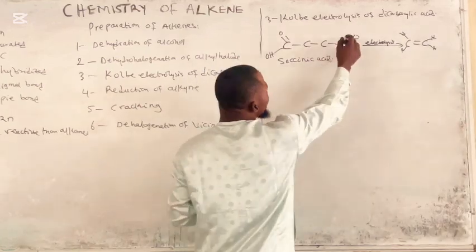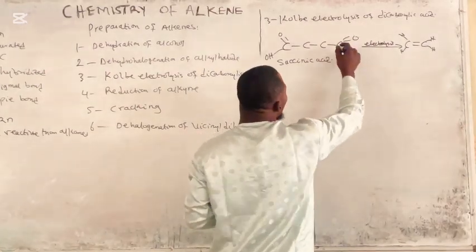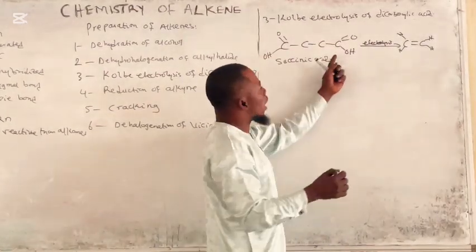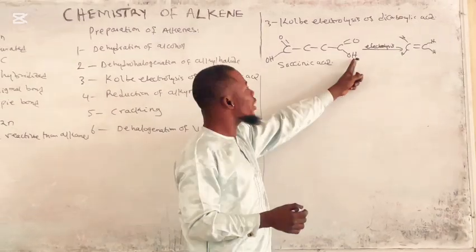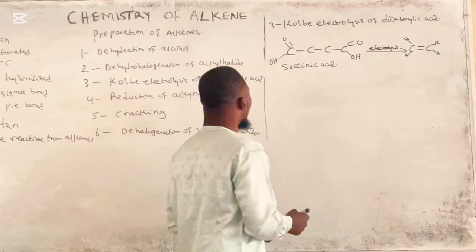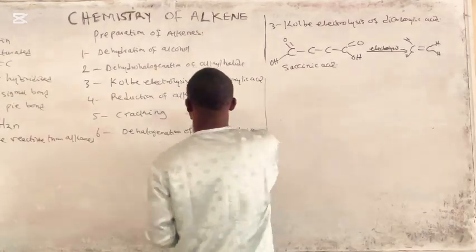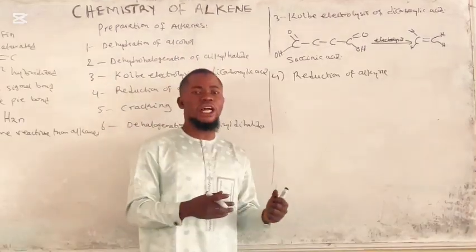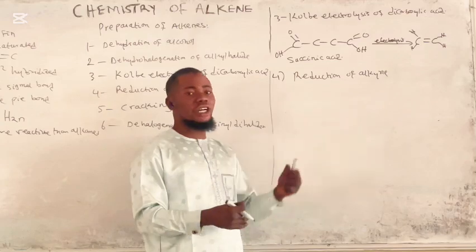Now, this functional group here, they will be the ones that form the carbon dioxide. Other hydrogen that remain will now form the hydrogen ions. The next one is reduction of alkyne. Reduction simply means addition of hydrogen to an alkyne.